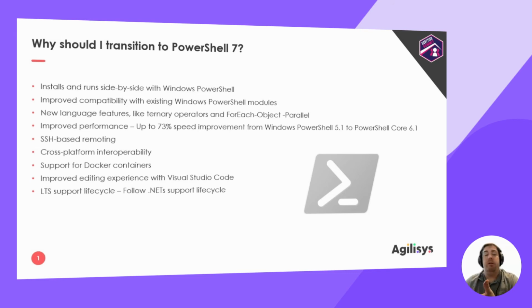It has a separate installation path, separate executable name. It has a separate module folder. It has separate profiles, so your existing Windows PowerShell profile won't interfere with your PowerShell 7. We have separate event logs. It's quite nicely segregated is the key point I'm trying to make here. You can pick this up, use it for a period of time, test it out, and it's not going to affect your Windows PowerShell as it stands at the moment.